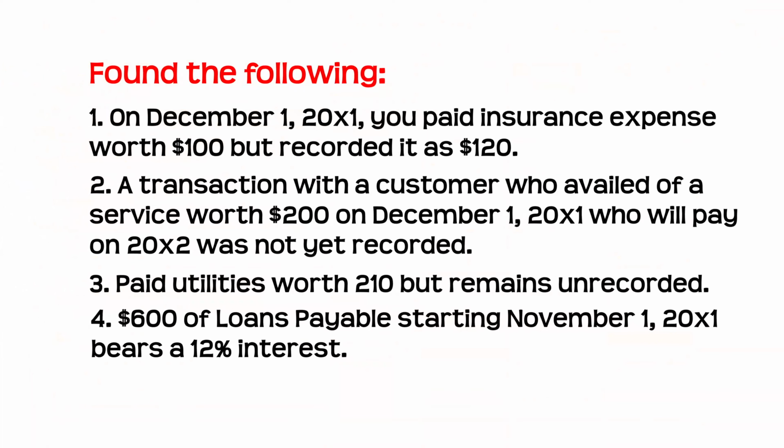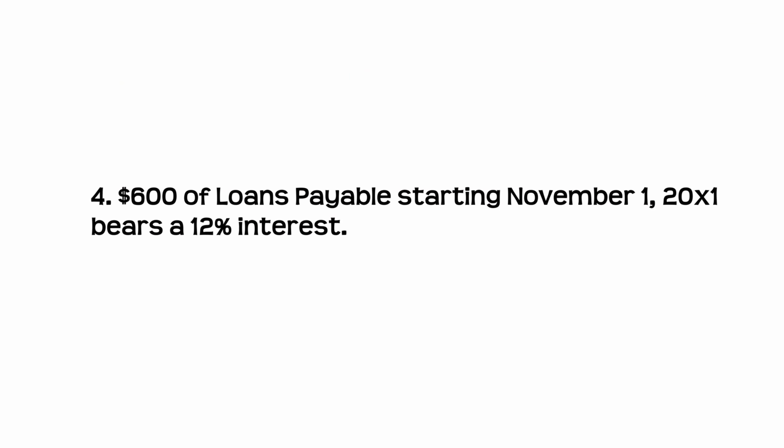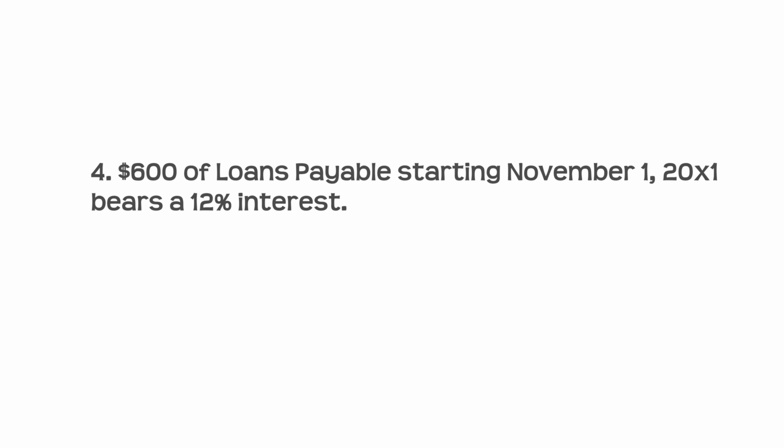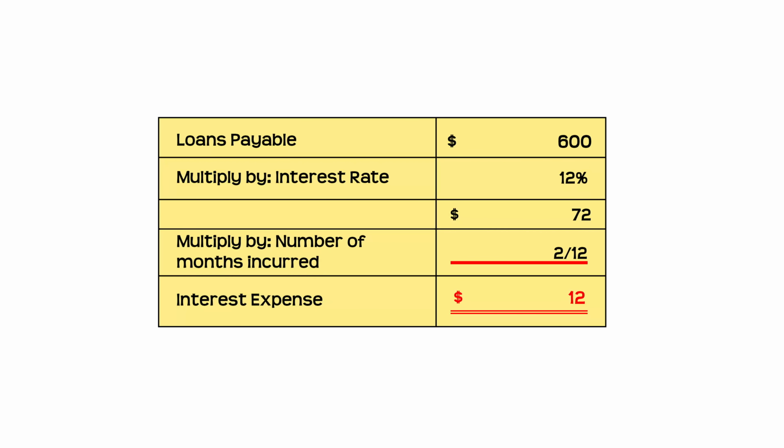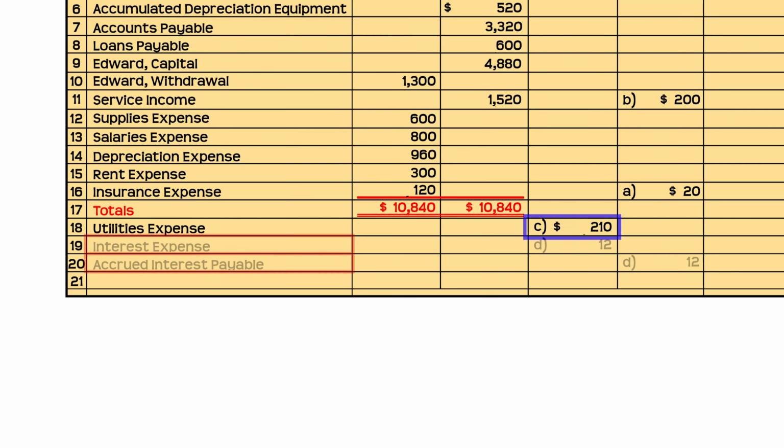The last one would include an interest. To compute for the interest incurred, loans payable of $600 multiplied by the 12% interest rate multiplied by the number of months incurred equals $12. Like the utilities expense, an additional account is needed: a debit to interest expense and a credit to accrued interest payable.